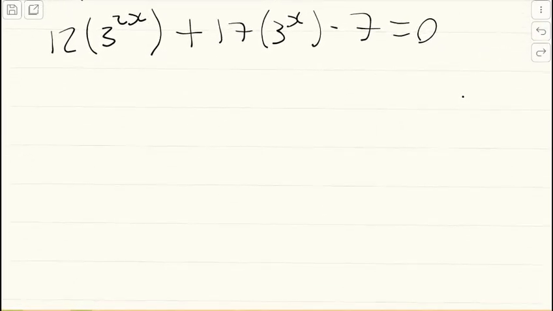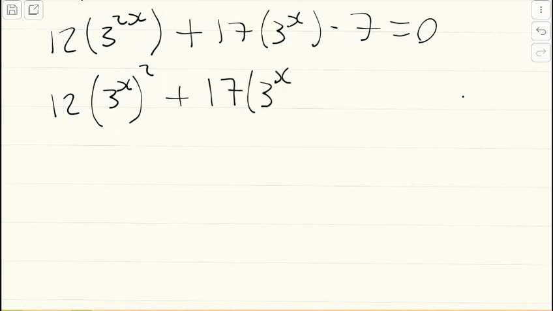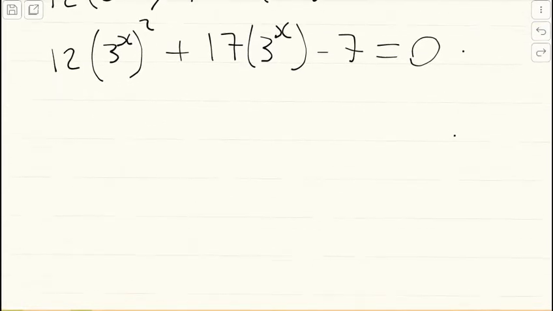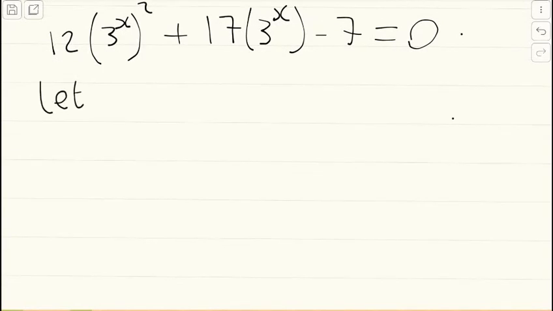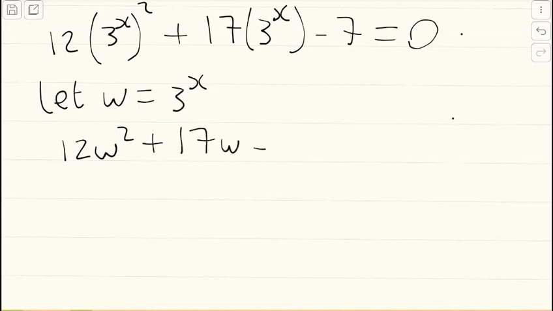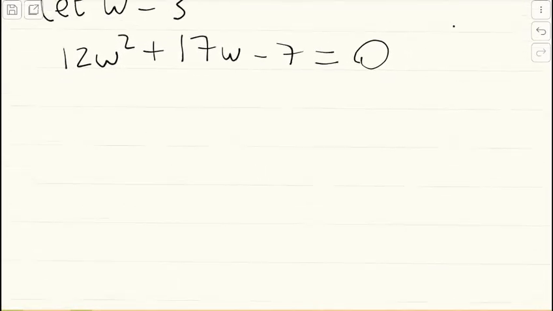And then we can rewrite the 3 to the power of 2x as 3 to the power of x, to the power of 2. So like this: 12 bracket 3 to the power of x to the power of 2, plus 17 3 to the power of x minus 7 is equal to 0. Now, what we're going to say is let w, again just picking a letter, equal 3 to the power of x. That then means that 12w squared plus 17w minus 7 is equal to 0. And again, we have another quadratic to solve.